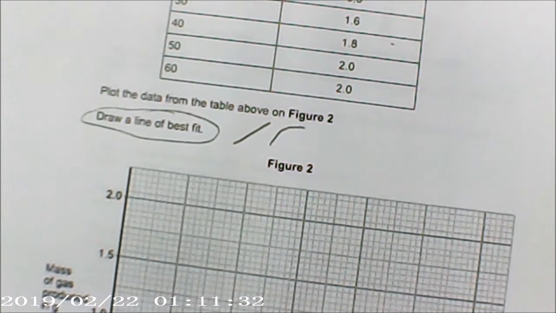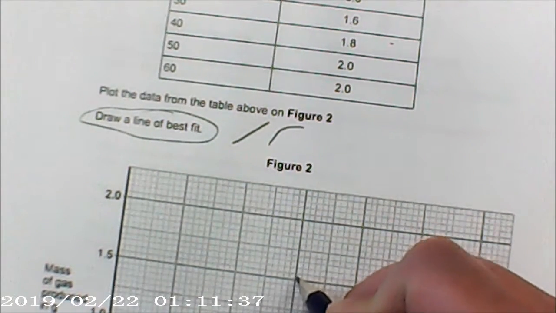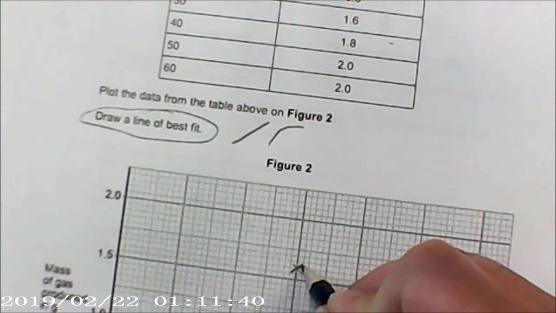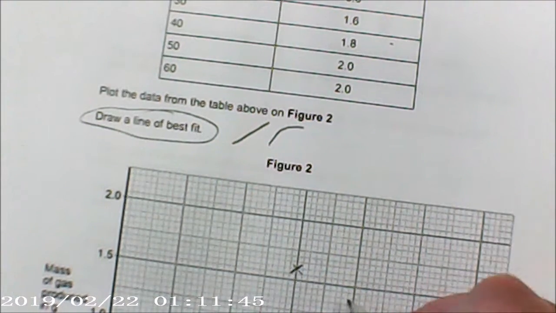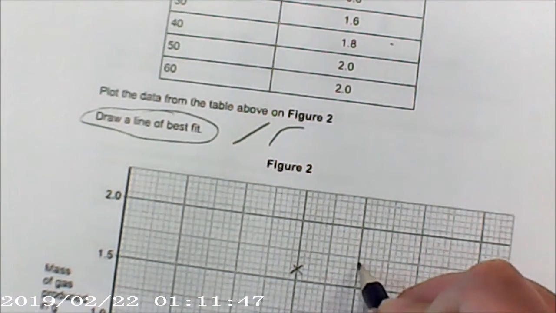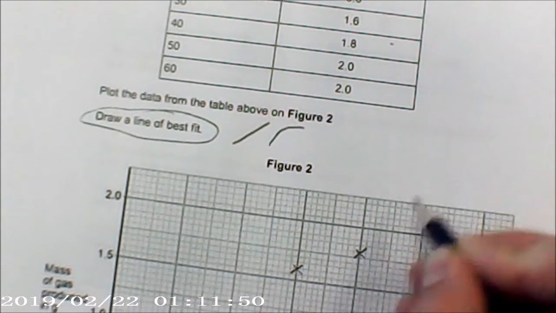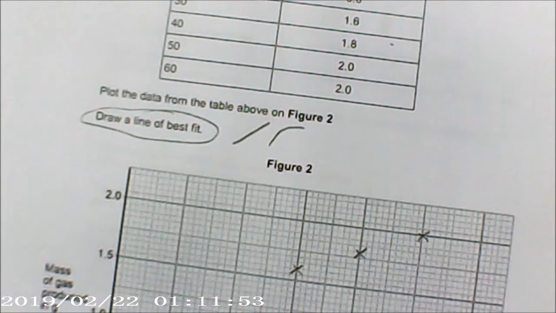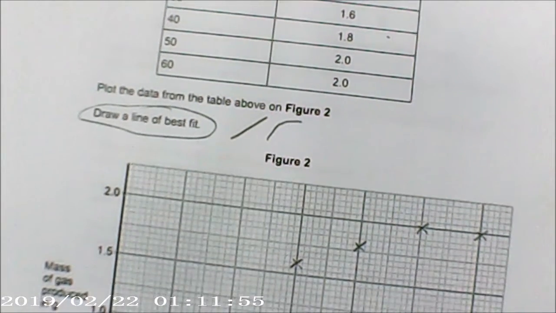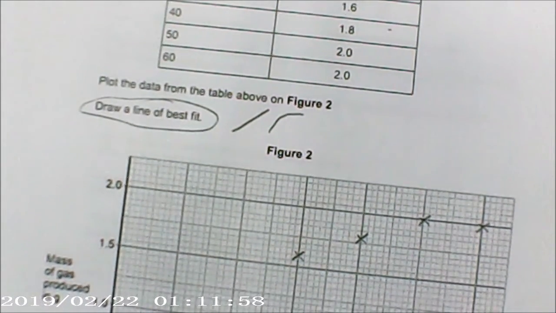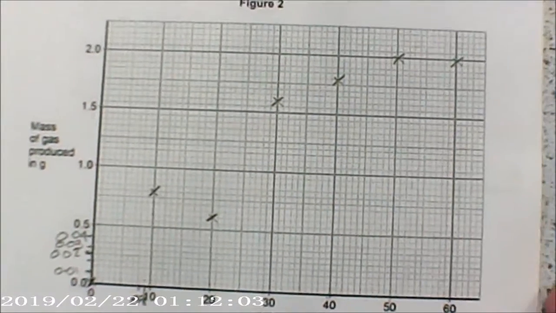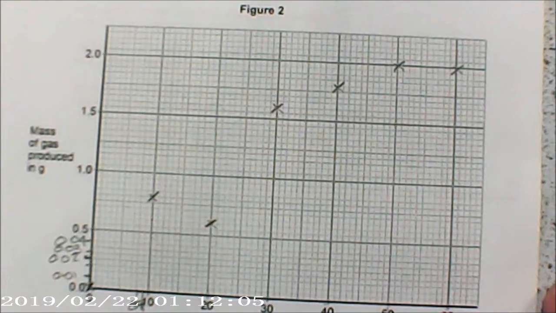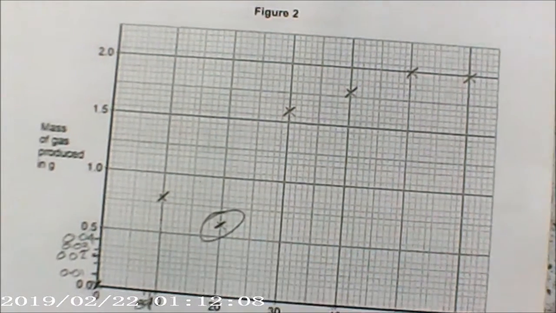So 0.5, 0.6. Next one is 1.6. So that's 1.5. So that is 1.6. Next one is 1.8. So 1.5, 6, 7, 8. 50 is 2. 60 is 2. Okay, and hopefully you already can see there is an anomalous result there. There is a result that does not fit the pattern. Okay, and hopefully we can realize that is that one.